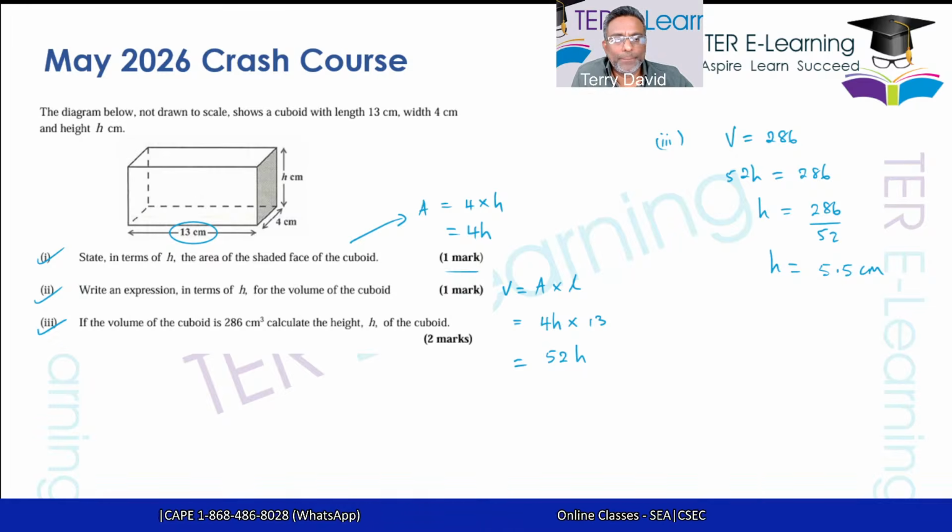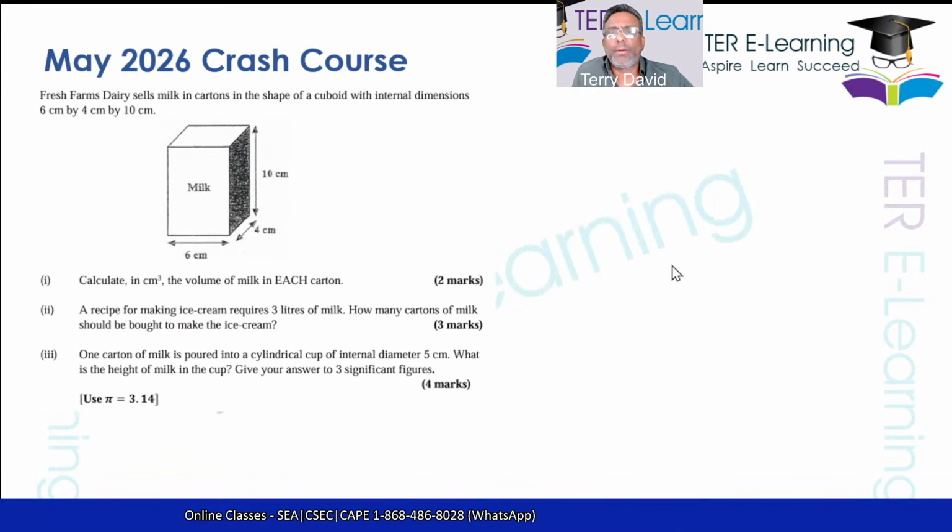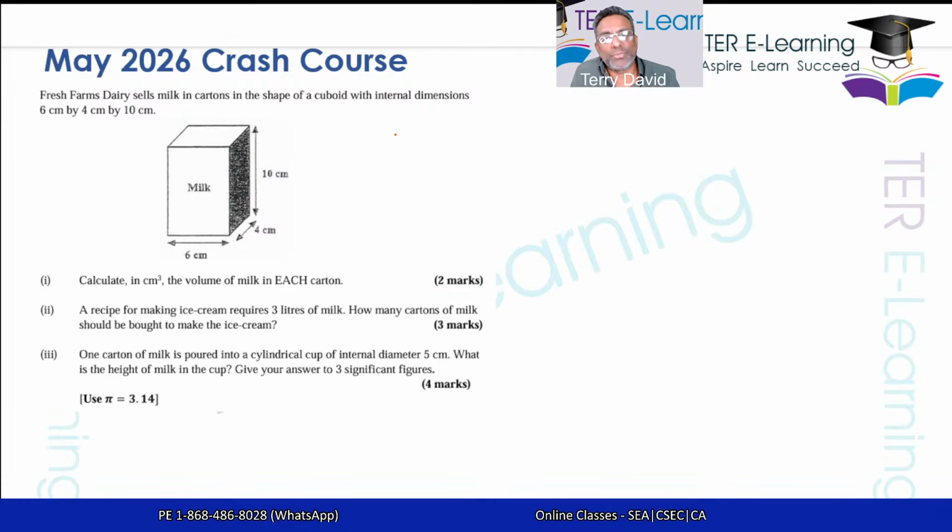Let's try the next one here. All right, so Fresh Farms Dairy sells milk in cartons in the shape of a cuboid with internal dimensions 6 by 4 by 10. Calculate the volume in cm cube of the milk in each carton. So once you have to find the volume of a cuboid, it's simply going to be length by width by height, or length by breadth by height. So 10 by 4 by 6, any way you want to take it, right?